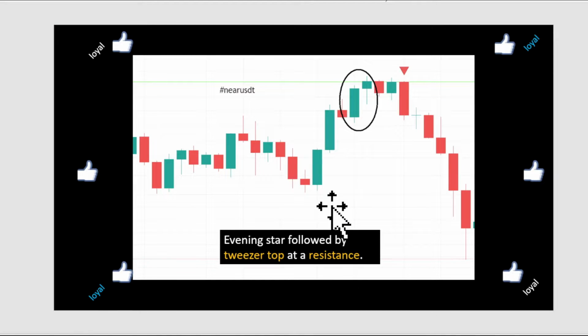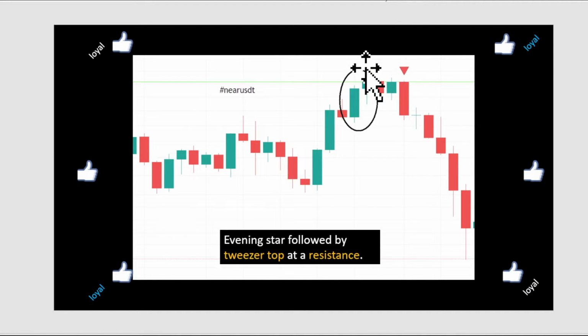From the chart, an evening star is seen on NEAR USDT here, followed up by a tweezer top pattern. These two candles form a tweezer top, which is a sideways pattern and an indecision of the market. Sometimes, in technical terms, we call it distribution phase.